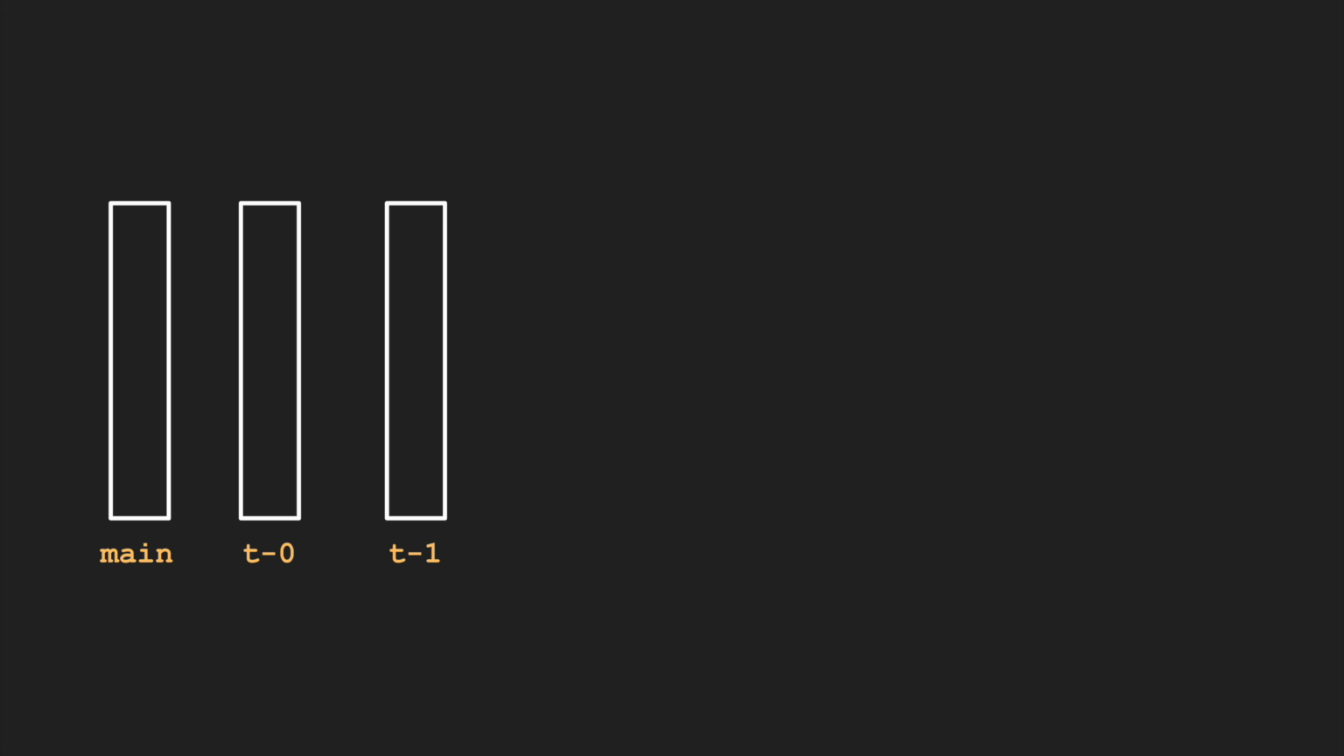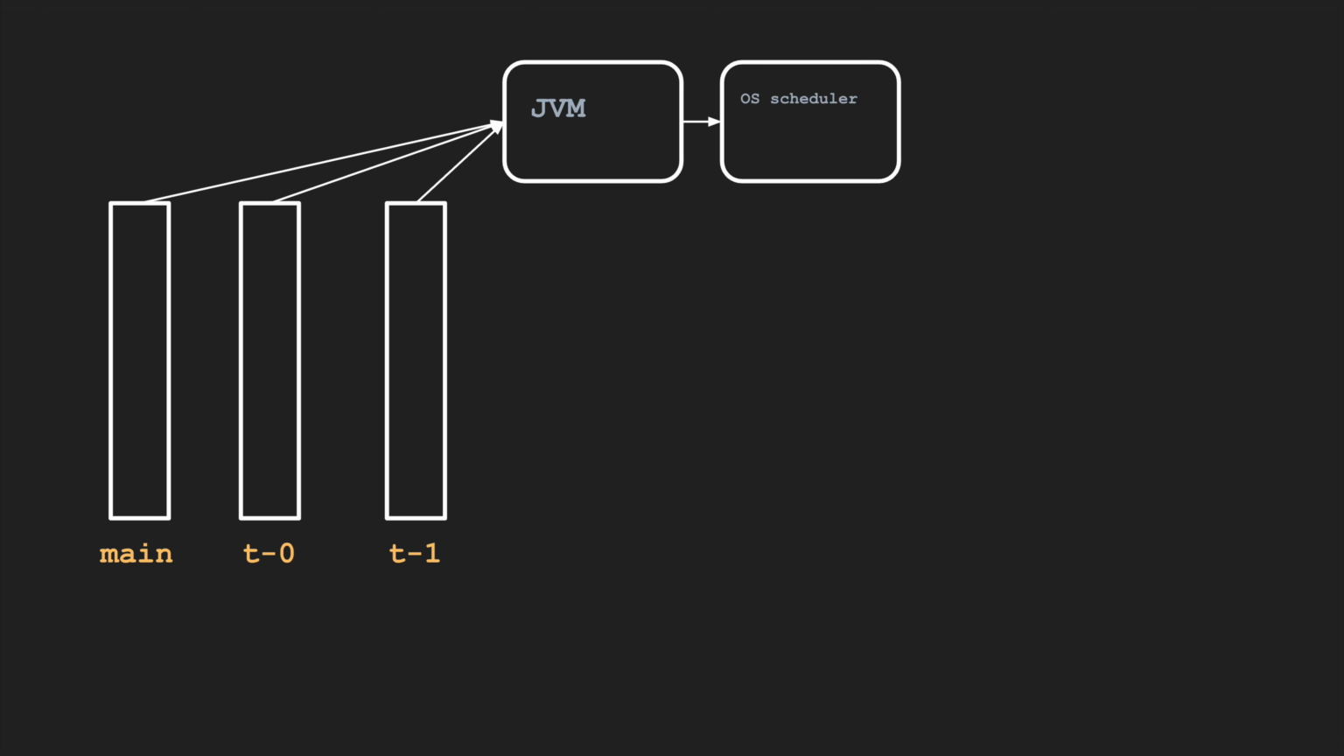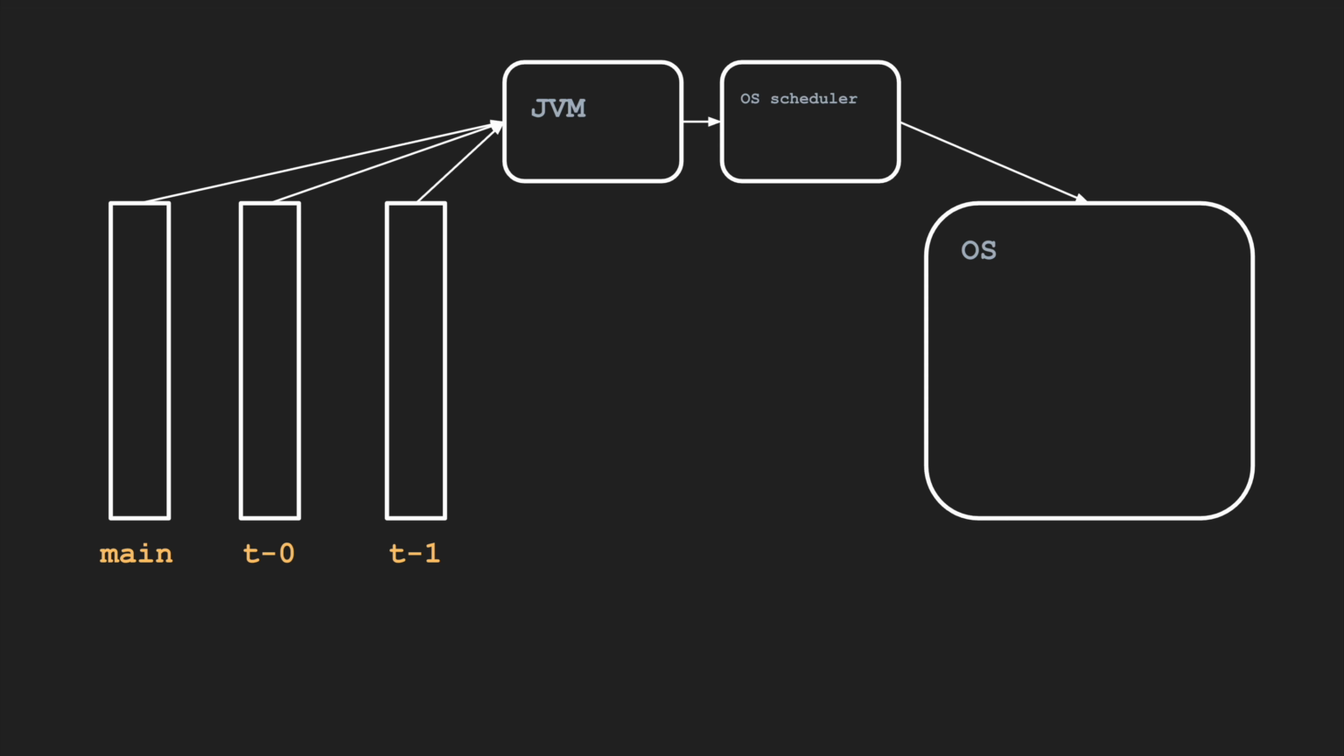So how does it work under the hood? Under the hood, three threads are created by the JVM, and the JVM hands that over to the operating system scheduler to schedule those threads on the operating system. So each thread is mapped to an operating system thread using the OS scheduler. That's called multithreading.